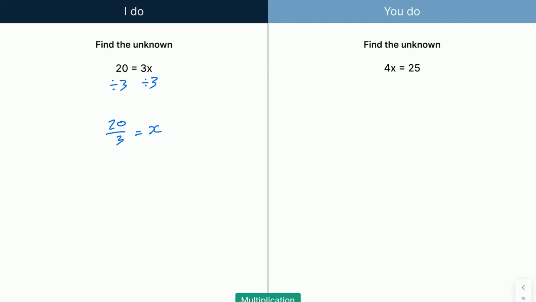And we can leave it at that. It can't be simplified any further. And on the right, again, we want to get the x on its own. So because it's being multiplied, we do the opposite, which is divide. So that becomes 25 over 4.